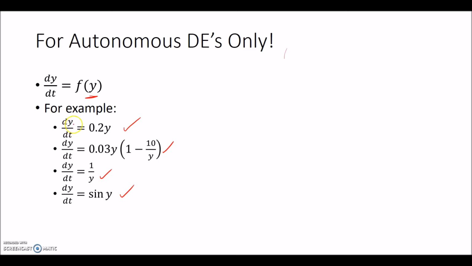Now keep in mind that a differential equation is a change in the dependent variable with respect to a change in time, so this still does dictate what happens over time. It's just that the size of that rate of change does not depend on the current value of t.